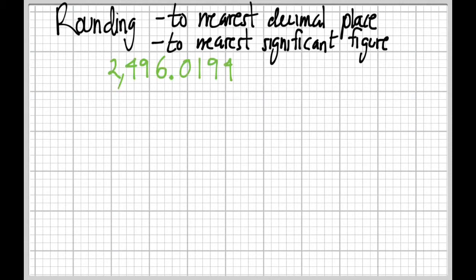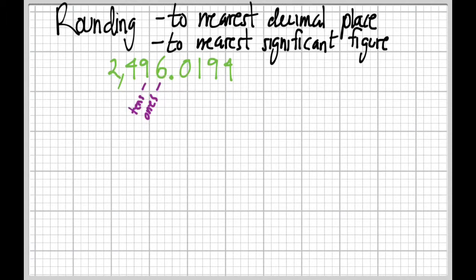Okay, so let's look at an example to figure out what we're talking about here. First of all, what are decimal places? Okay, this number here, 2,496.0194. Each of these numbers is in a particular decimal place, and therefore gives the number a different value. So, for example, this is the ones place. So there's 6 ones, right? That's what this 6 says.